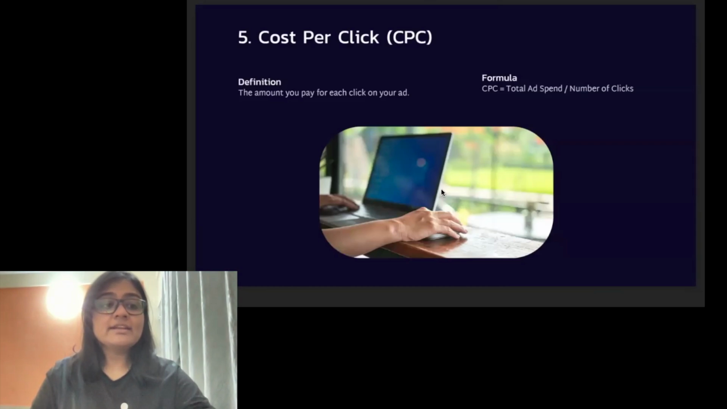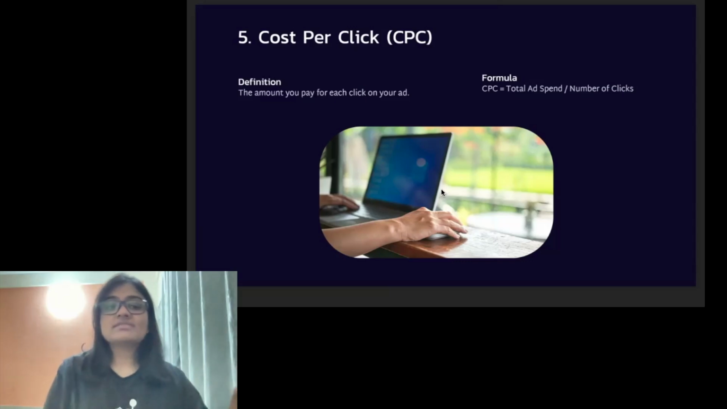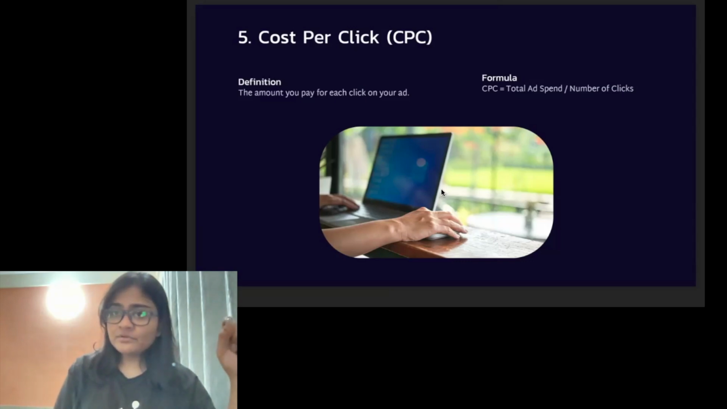Coming to cost per click, which is the amount you pay for each click on your ad. We calculate it by dividing the total ad spend by the number of clicks. It basically helps us to monitor and control the cost efficiency of our campaigns or the cost efficiency of our ads. So there are certain keyword research tools which are available online that can be used because it helps in targeting high performing but less competitive keywords.